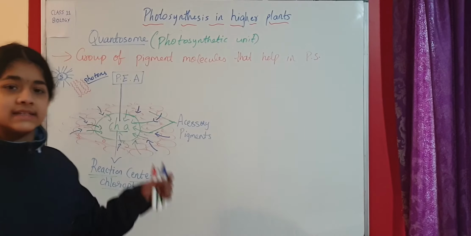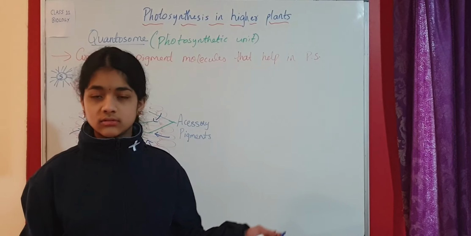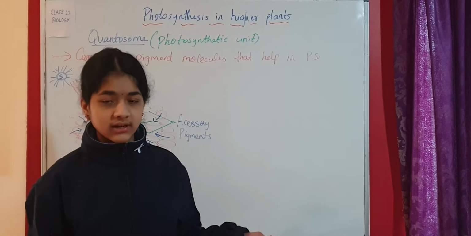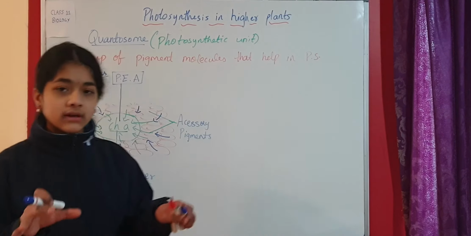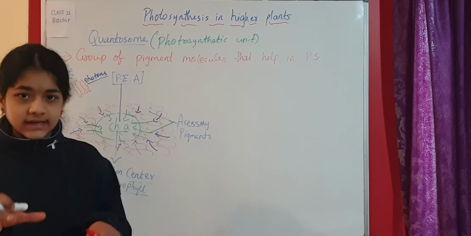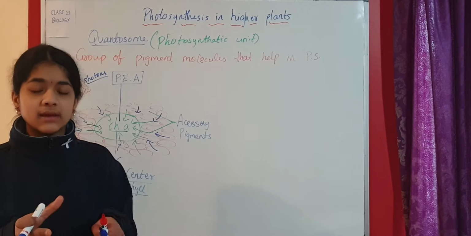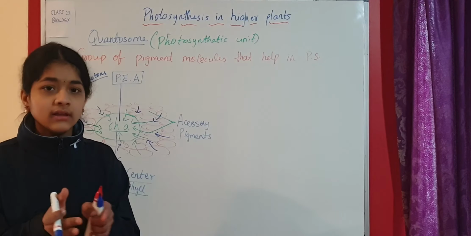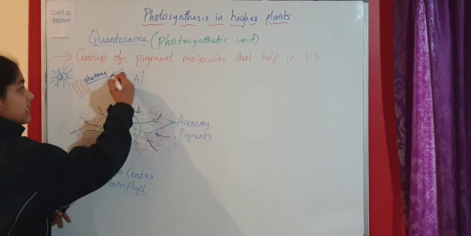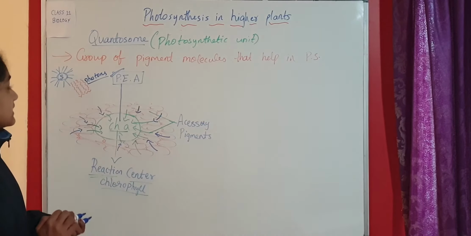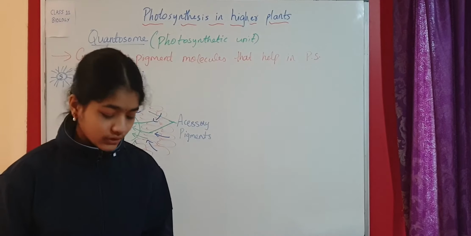So the electron gets excited. Normally, what is the meaning of excited? Excited means someone who is eager and enthusiastic. So the electrons which are excited can't be stable, they always move here and there. That's why the electron gets excited upwards and goes to this primary electron acceptor. Now this is how normally a quantosome works.